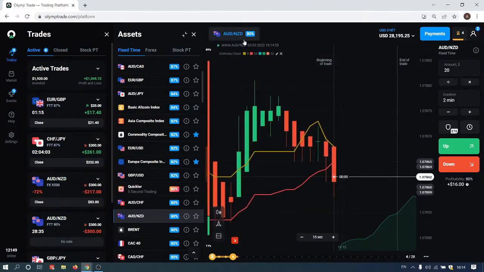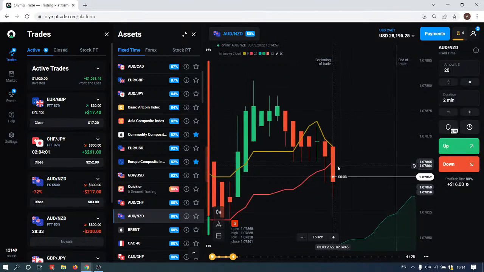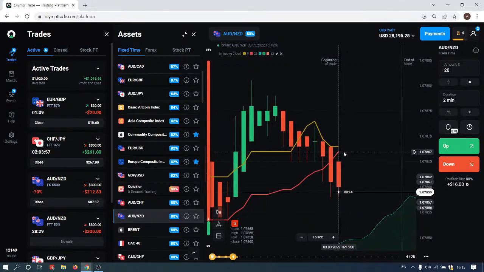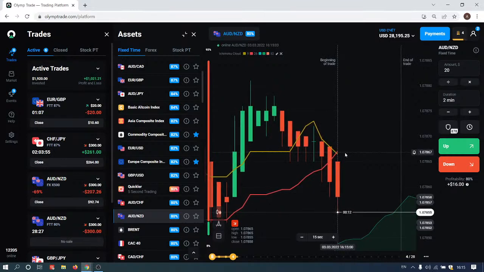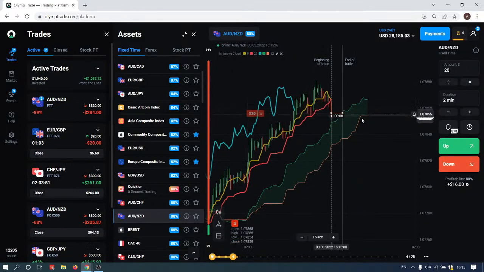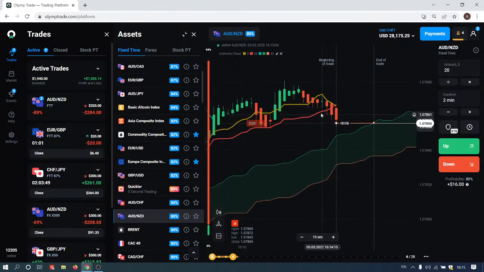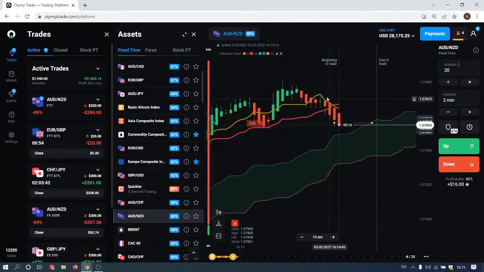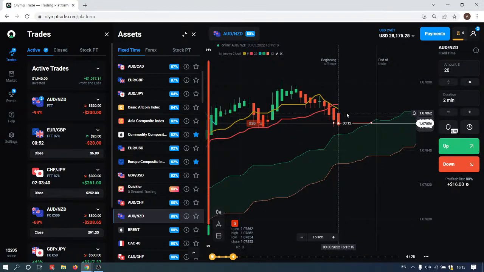So maybe we'll see a trade number two, a possible signal here on the AUD NZD, and yes, let's do it. Trade in the downwards direction here. So the yellow line intersects the red line in the downwards direction from top to bottom.